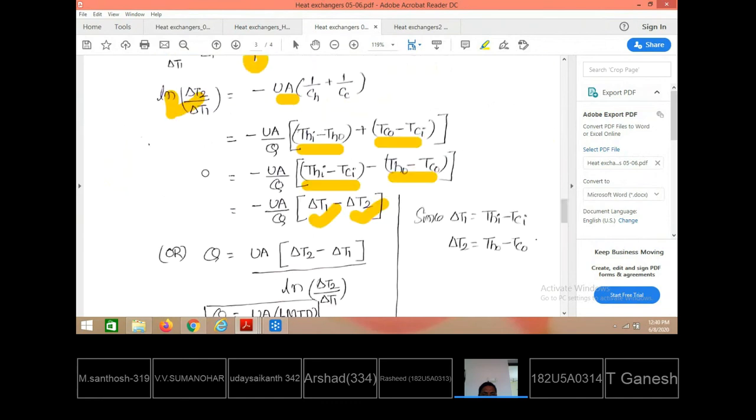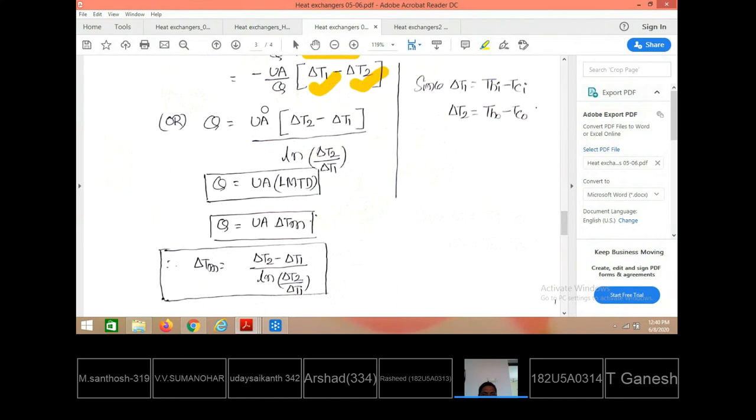So this is Q alone. If I bring this to the right hand side, ultimately Q is written as UA into delta T2 minus delta T1 by ln of delta T2 by delta T1. We also know that Q equal to UA into delta Tm. Now, left side quantities from this equation and from this equation are the same, so the right side quantities can also be equated. Here also UA is there, here also UA is there, then the whole of this value must be equal to the whole of this value.